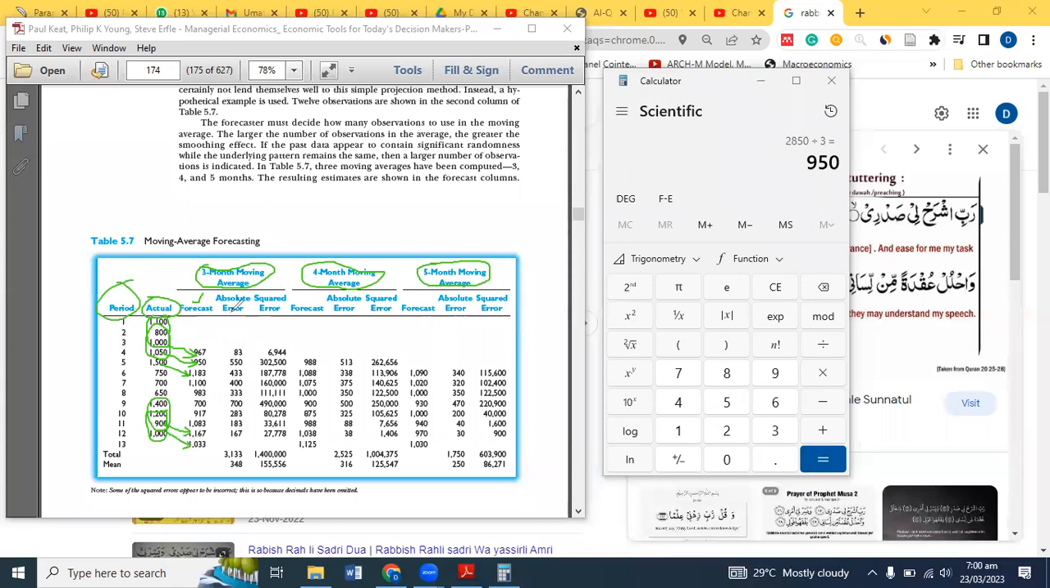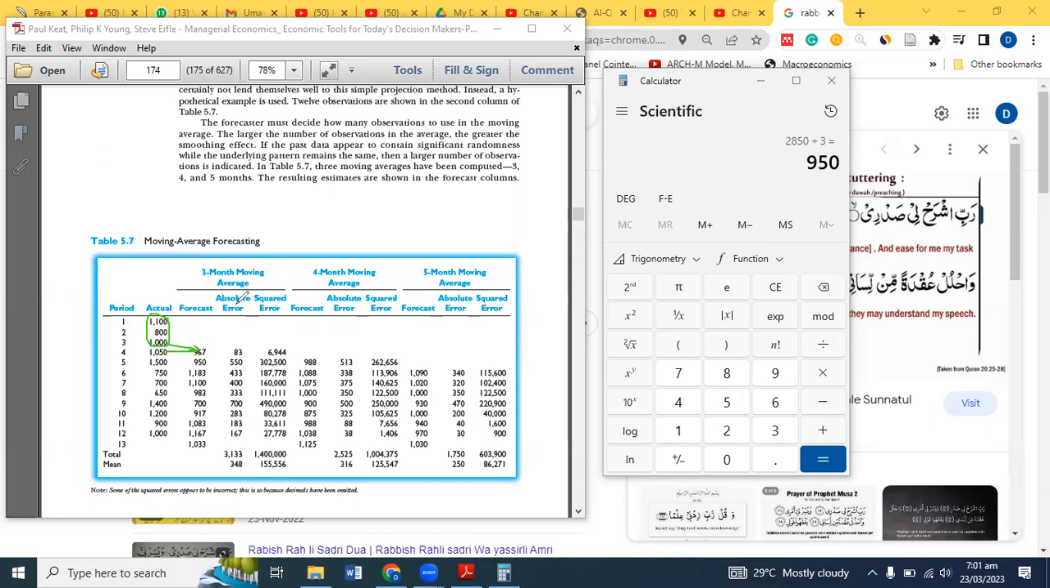But what is the absolute error? Absolute error is the difference between these 2 lines. First, we calculated the average of these 3 values and we write it below this line. Okay, this is the forecasting.